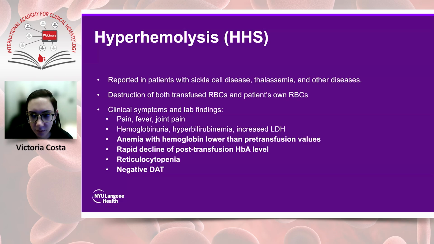A couple of the unique features: anemia with a hemoglobin lower than pre-transfusion values and a rapid decline of the post-transfusion hemoglobin A level, can be reticulocytopenic and usually not antibody mediated in a negative DAT. The purpose of really differentiating them is for DHTR, you still can transfuse and give antigen negative. For hyperhemolysis, there's usually an avoidance of transfusion unless critical need.